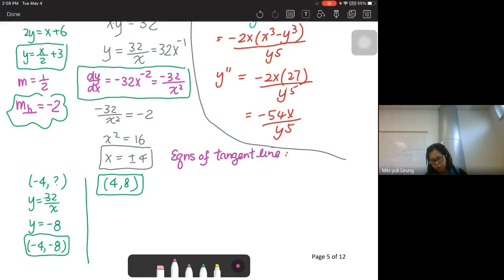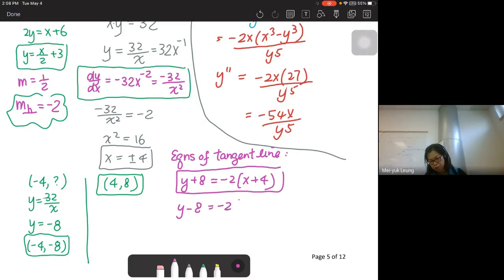Okay, so the first one, y minus -8 equals the slope times x minus -4. So that's one of the tangent lines. The second tangent line would be y minus 8 equals -2 times x minus 4. Okay, so this is a basic problem.